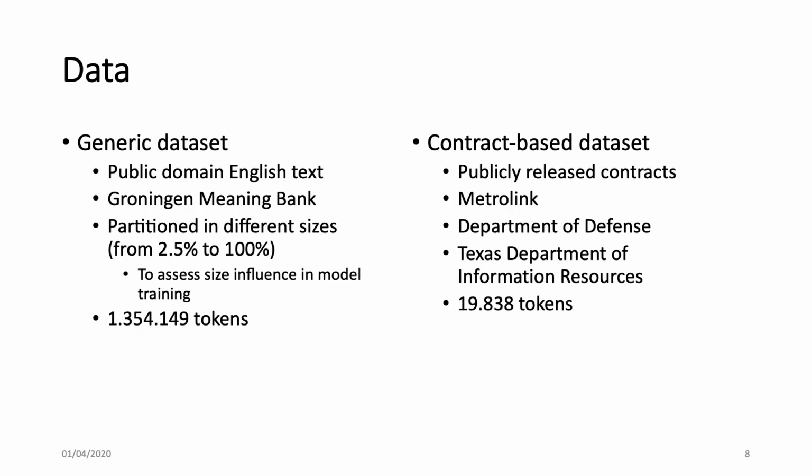So in the first part with the generic datasets, it was based on public domain English text, like news, reports, and so forth, based on the Groningen Meaning Bank. It was partitioned in different sizes to assess the size influence in the model's performance. And on the other hand, we had the contract-based datasets, which are publicly released contracts, for instance, from Metrolink or the Department of Defense from the United States, and we worked from there.